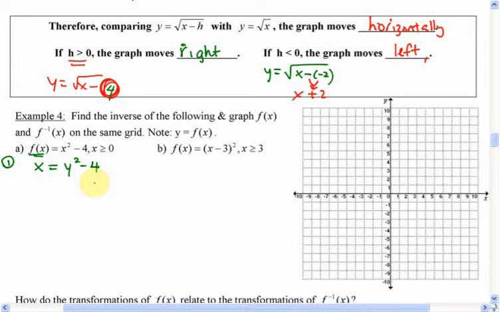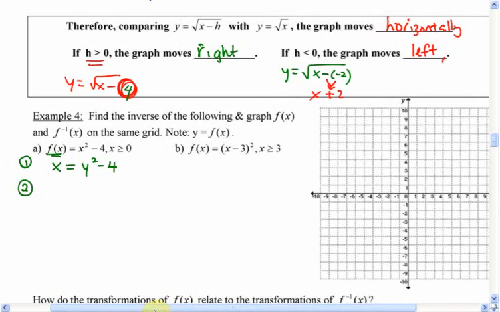Now, what's our next step after switching x and y? What would you do after that? Solve for y. Okay, let's keep the noise down, please, all right? Okay, so we'll solve for y. So I'm going to move the -4 to the right-hand side. x plus 4 equals y squared. And then what are we going to do? Going to take the square root. Now remember, when you take the square root on both sides, there's the plus or minus.